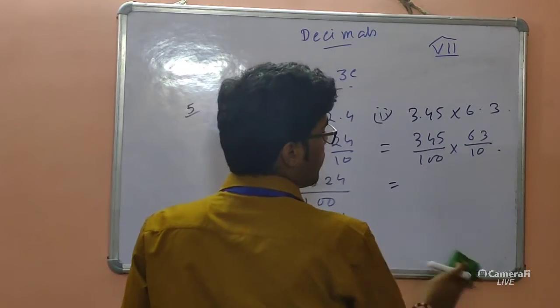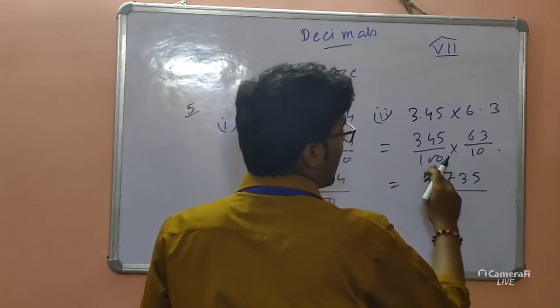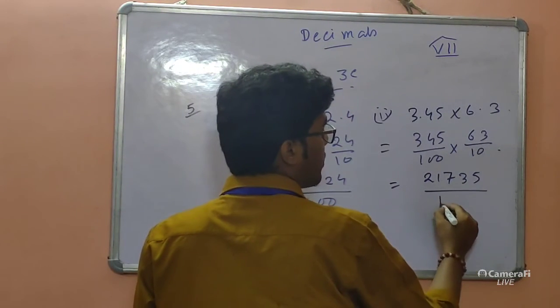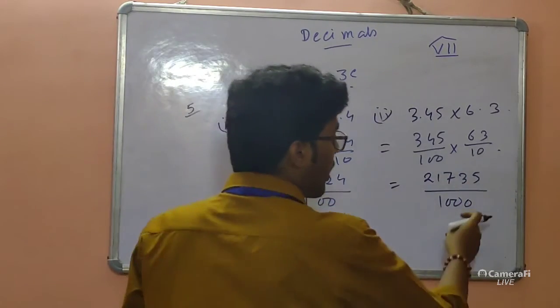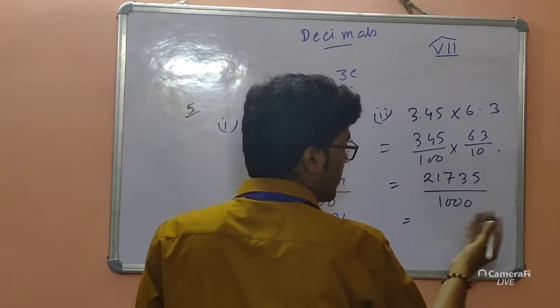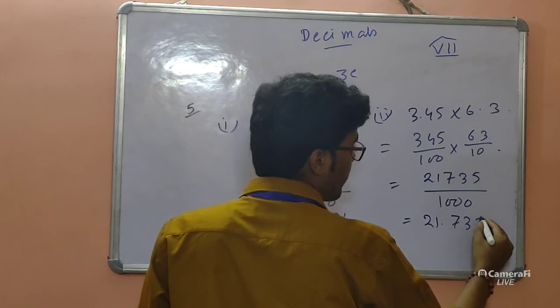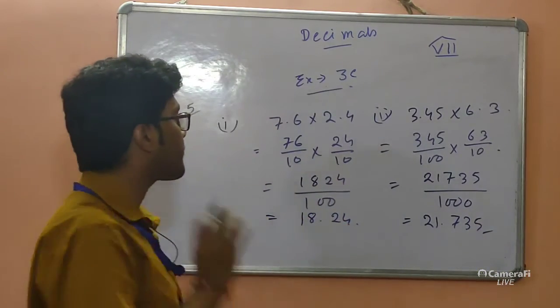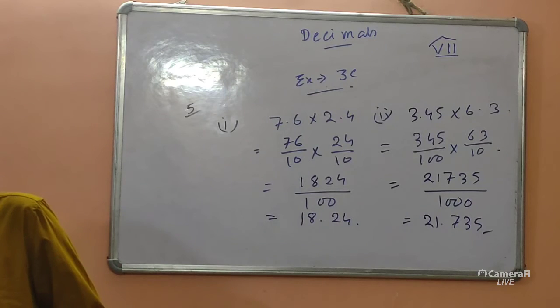21735 and 100 into 10, right? So here double zero, for 10 there will be one more zero. So how many zeros are there? 3 zeros are there. So from the right, after 3 places we will give the point. 21.735. So that's your answer. Clear? Let us solve one more.